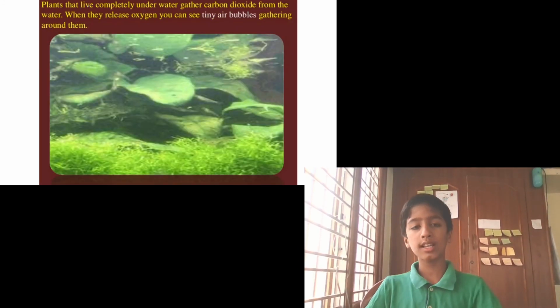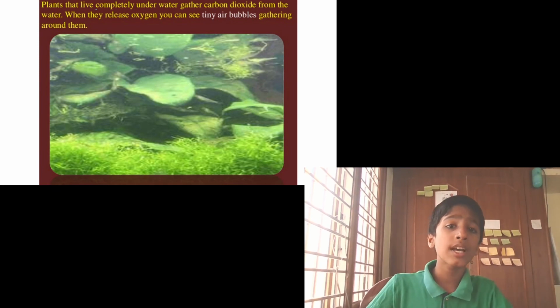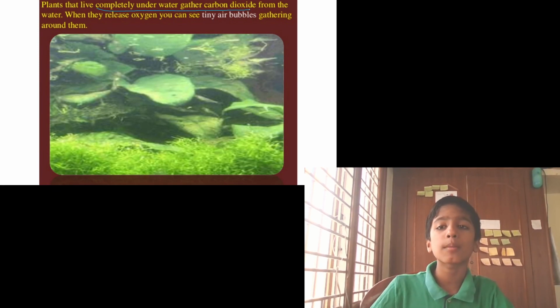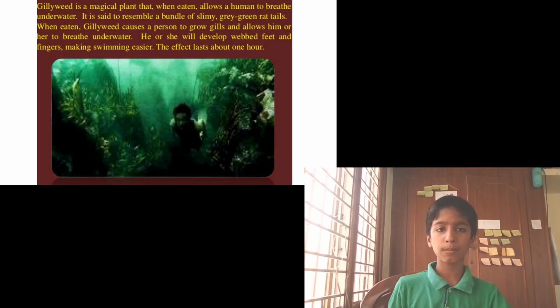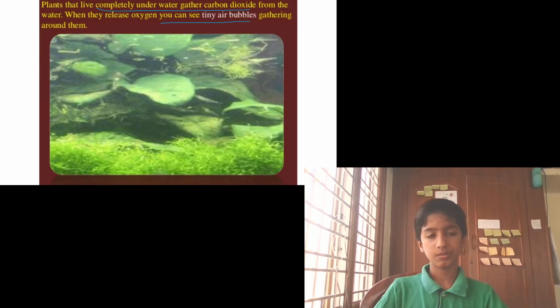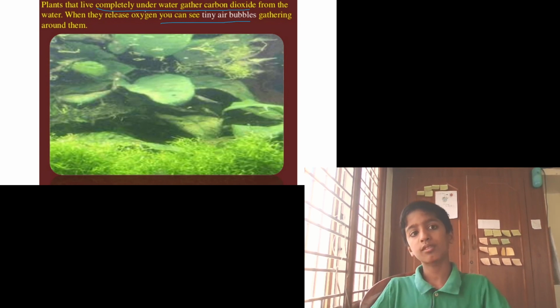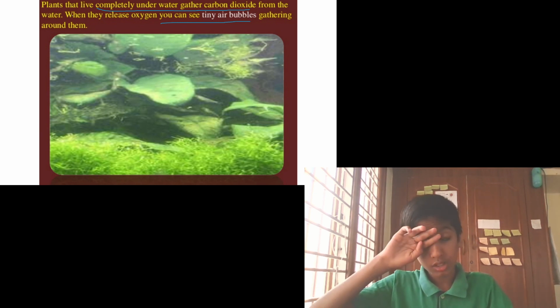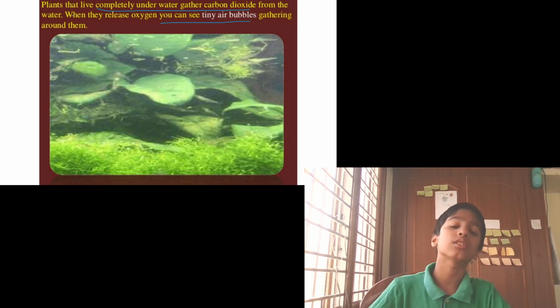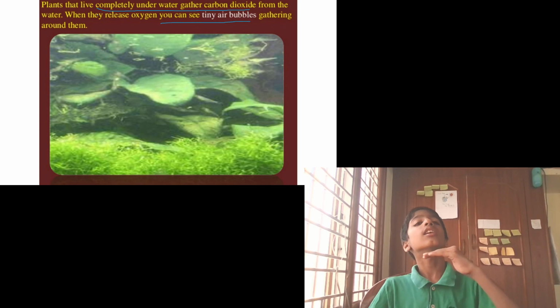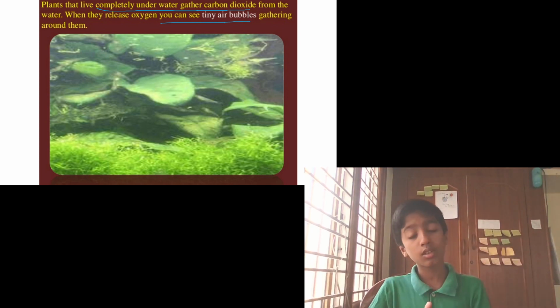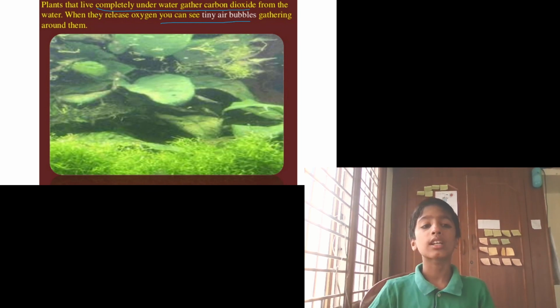Now the plants that live completely underwater. Some plants live completely underwater and gather carbon dioxide from the water and release oxygen. You can see the tiny air bubbles gathering around them. Let me ask you a doubt: what are the plants which are completely submerged in the water? I will tell you that. From the underwater, they gather the carbon dioxide and release the oxygen, which appears like bubbles in the water.